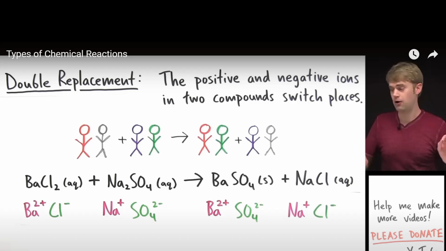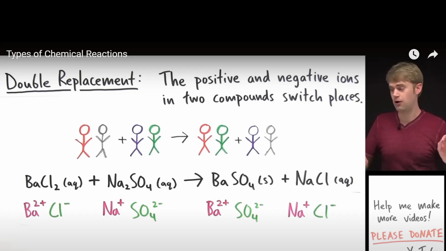Now, just before we carry on, one of the most common mistakes that people make is that they'll be like, okay, Ba goes with SO4, BaSO4. Cl goes with Na, ClNa. Can you imagine writing sodium chloride as ClNa? It happens. Don't do it. Make sure you know which ion always goes first in the compound.